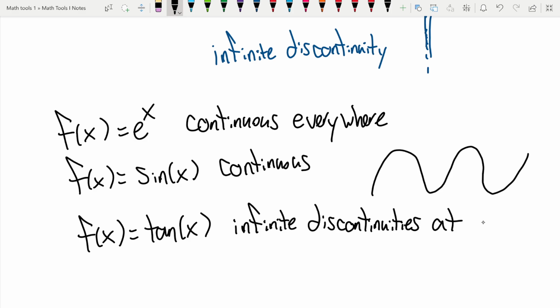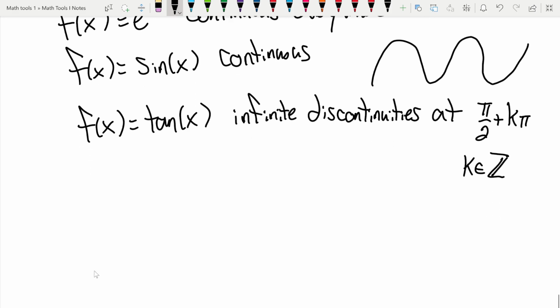pi over 2, 3 pi over 2, negative pi over 2, right? So we would write pi over 2 plus k pi, where k is an integer. The way we write the integers is sometimes with this fancy Z symbol. So it could be 1, 2, 3, -1, -2, -3. Okay.